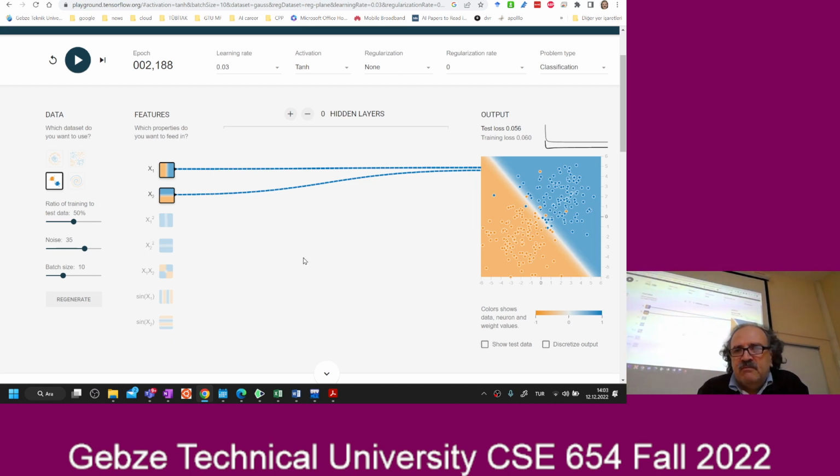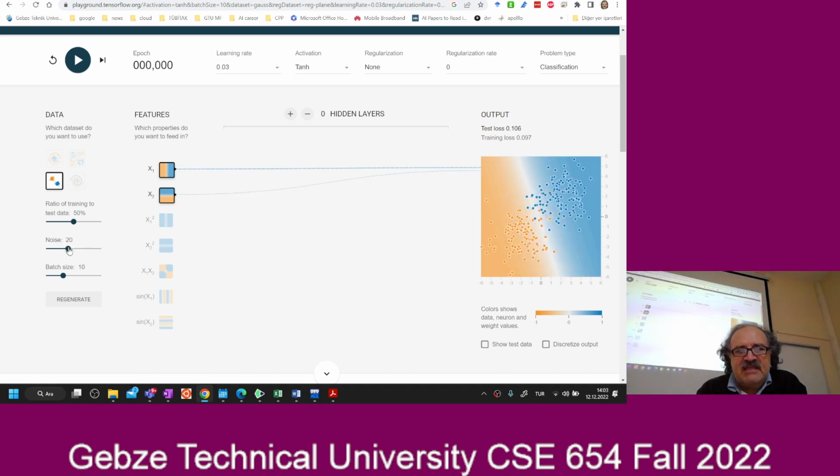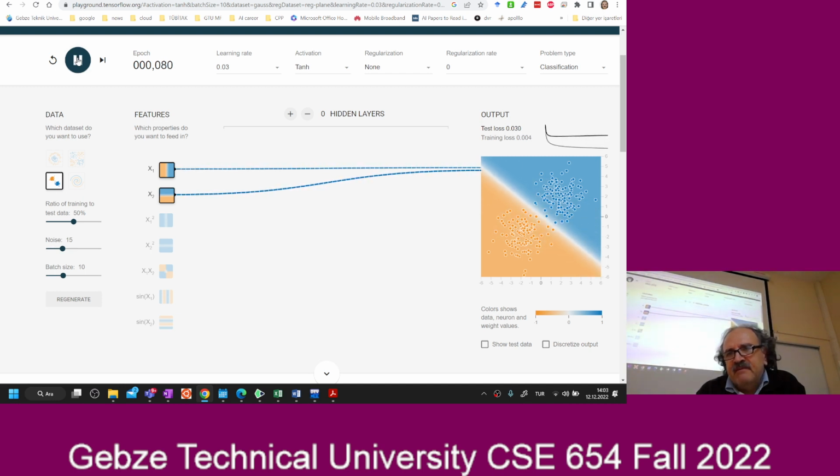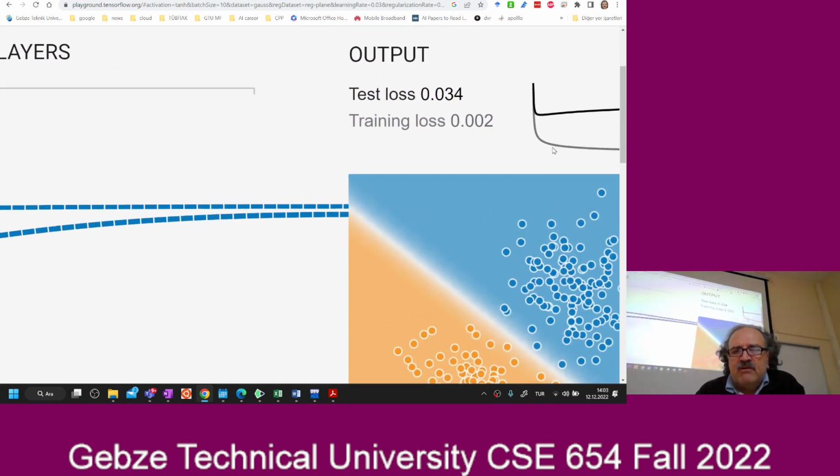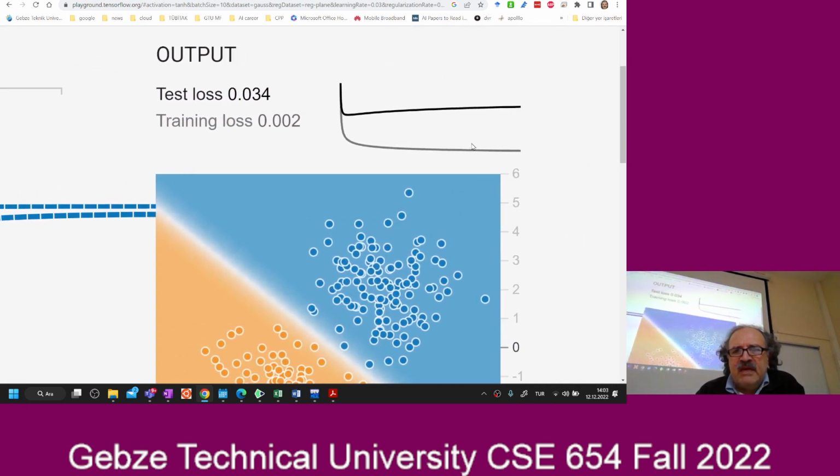So maybe it was a good thing. Maybe I added too much noise. Let's make the noise a little bit less severe, and this should be okay now. Okay. It calculated it, and my losses are that way and training losses that. But okay. So what is the test loss and what is the training loss? Can you guess?